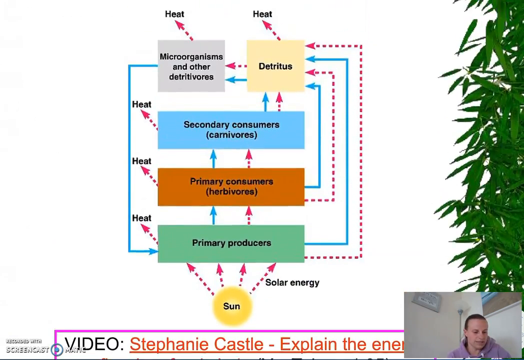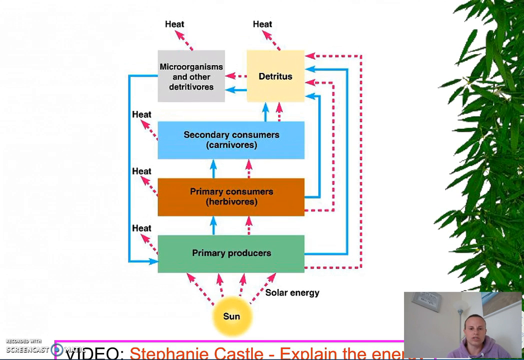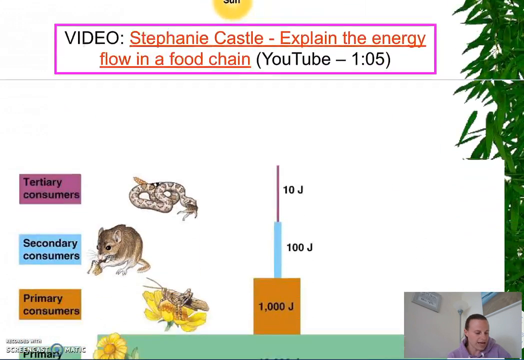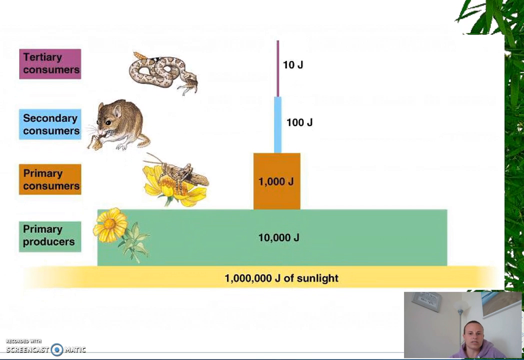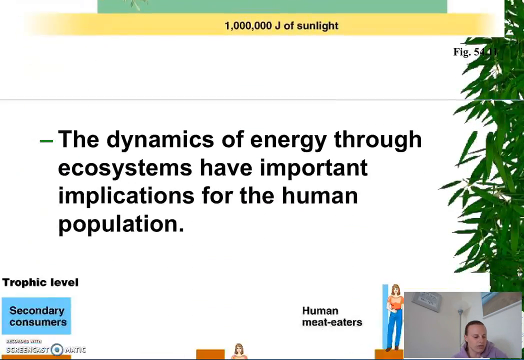So here's just a nice flow chart showing that flow of energy. And here's an interesting chart because it visually shows how only 10% of energy, which is measured in joules, gets passed on to each successive trophic level.